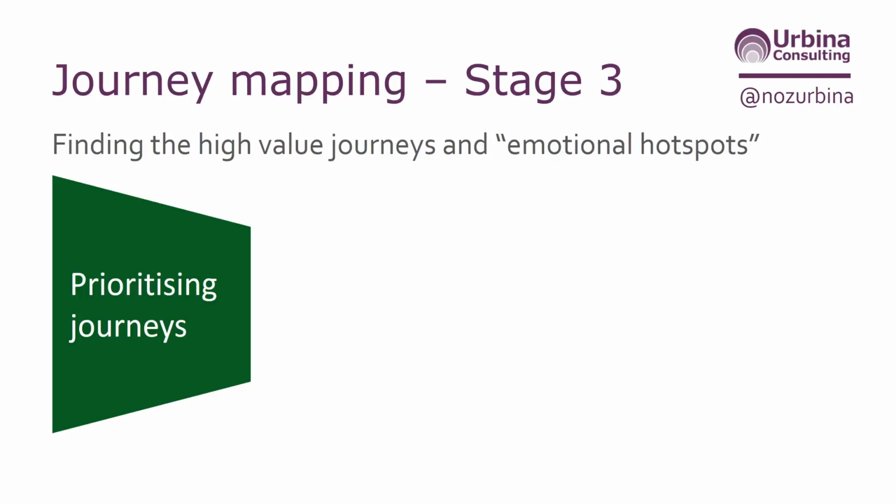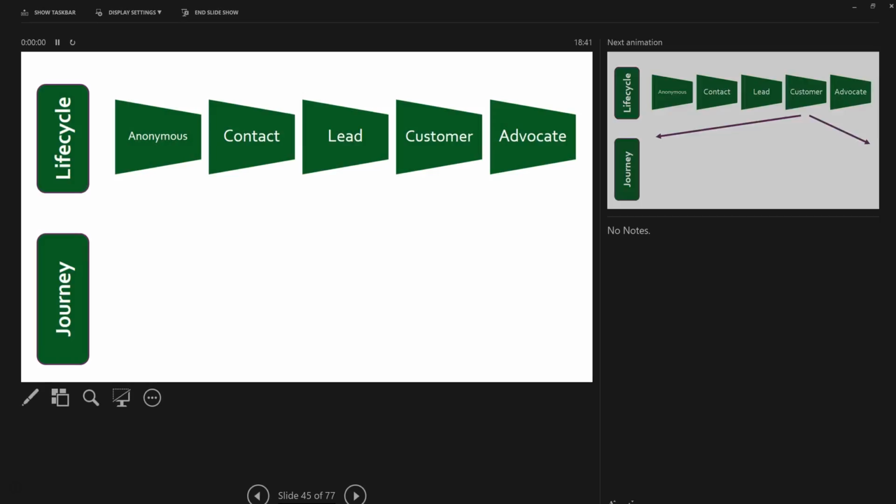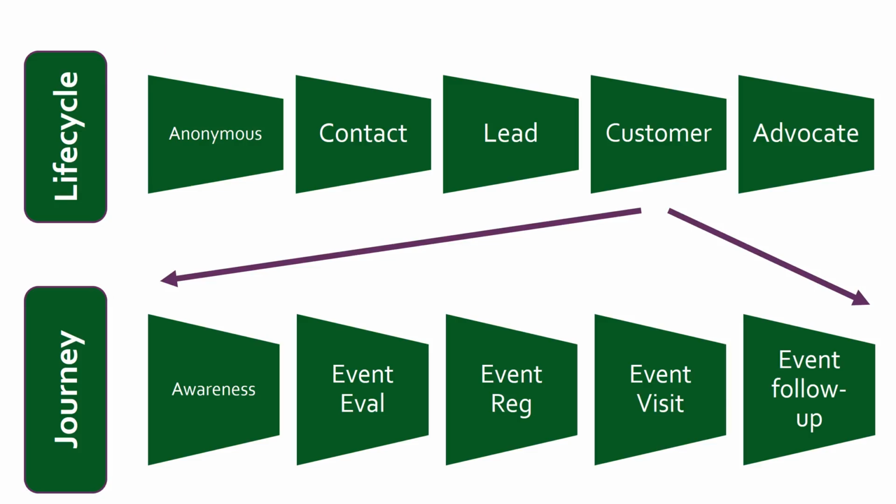Once you've got a basic journey, and I'll just take you back to refresh you, we had some examples. Basic journeys. We had the basic journey of attending an event where they became aware, they evaluated whether they want to go to the event, they actually registered, they visited the event, and then there was event follow-up. So that's a very basic high-level journey.